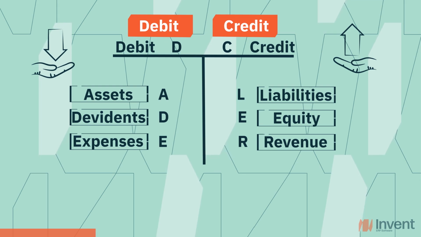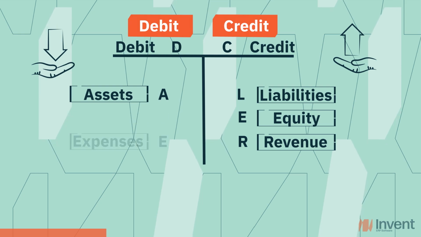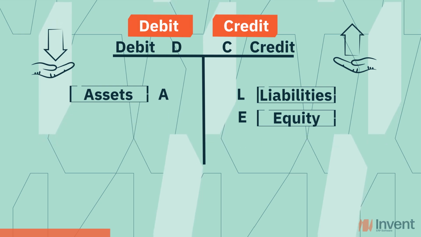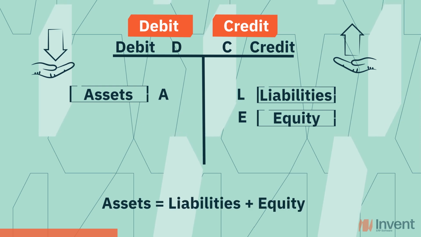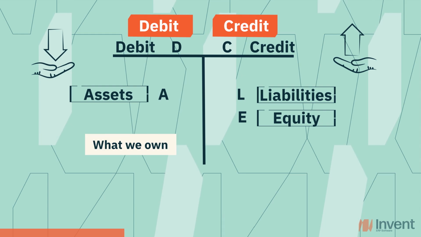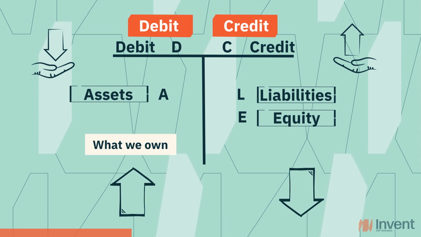To grasp DC, ADELER, let us take it step by step, starting with half the terms and understanding the accounting equation first, shall we? Assets equals liabilities plus equity, also known as the balance sheet equation. Assets represent what a company owns. They increase with debits and decrease with credits, as their normal balance is debit.